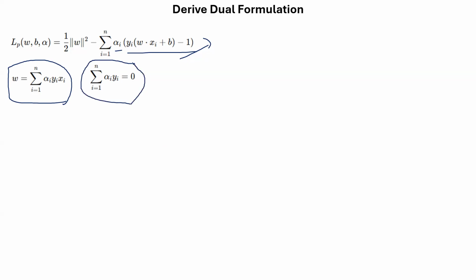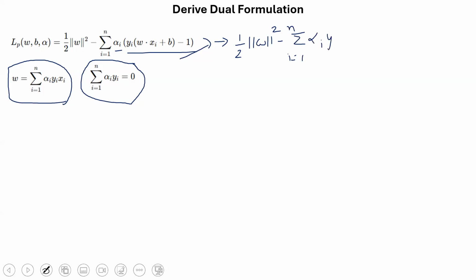And now let's introduce these terms back again. See how this actually looks. Now again, I'm doing an expansion for this. This becomes modulus of W whole square minus sigma i = 1 to n alpha i yi W xi. Okay, and then this becomes minus sigma i = 1 to n alpha i yi b plus sigma i = 1 to n alpha i. Okay, so this is all what we have got so far.